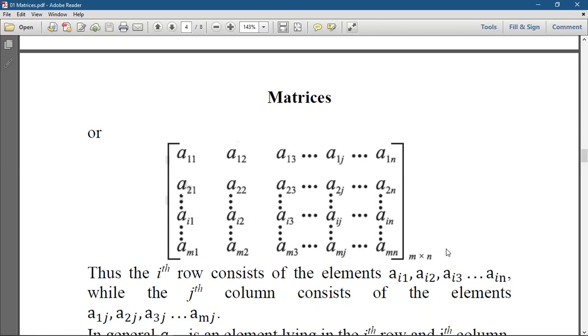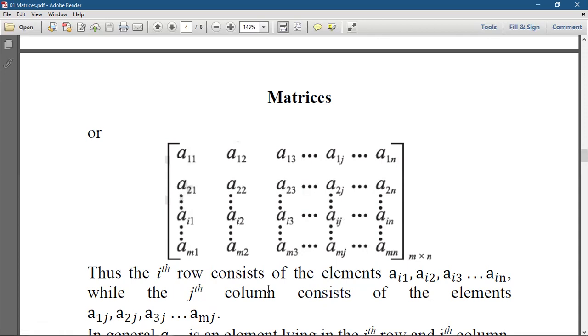Thus we can say that the ith row consists of the elements ai1, ai2, ai3, dot dot dot, aij, dot dot dot, ain.